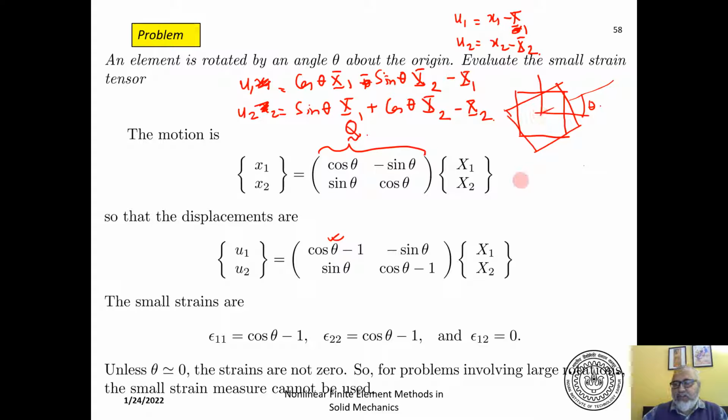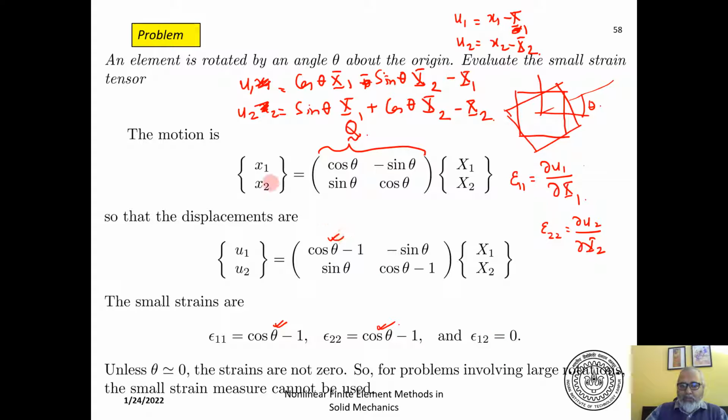And then the small strain is easy to calculate. Remember, the small strain epsilon 1 is del u1 del capital X1. It doesn't matter whether we write capital X1 or small x1, because the distinction is basically forgotten when you do small strain problems. So let's take the derivative of this, and that derivative would come out to be cos theta minus 1. So epsilon 1 would be cos theta minus 1. Similarly, epsilon 2 would be del u2 del capital X2. That will also come out to be cos theta minus 1.